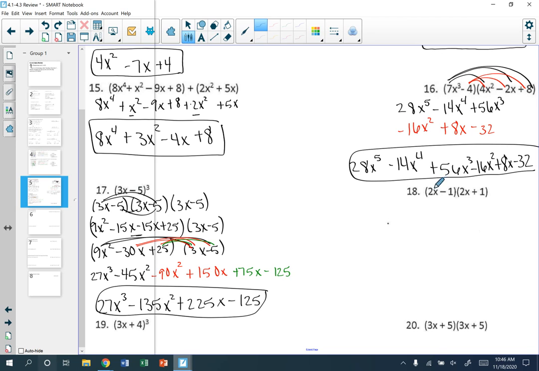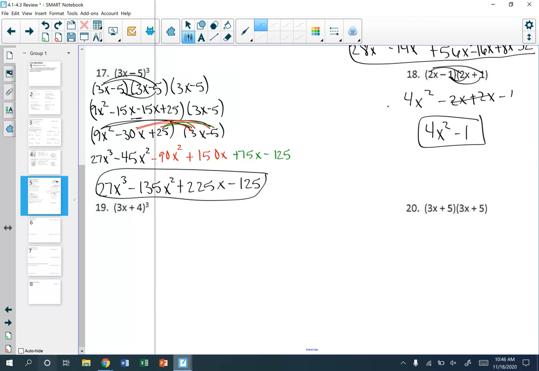All right, the second one, we know how to do this. We're just foiling. We get 4x squared minus 2x plus 2x and then minus 1. So we end up with 4x squared minus 1 because these two terms cancel.